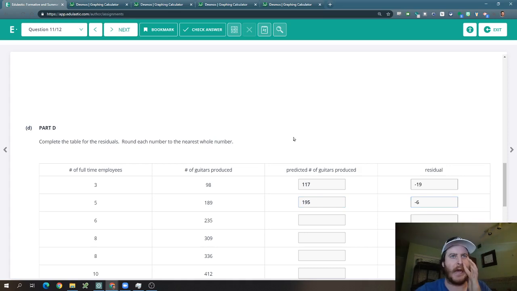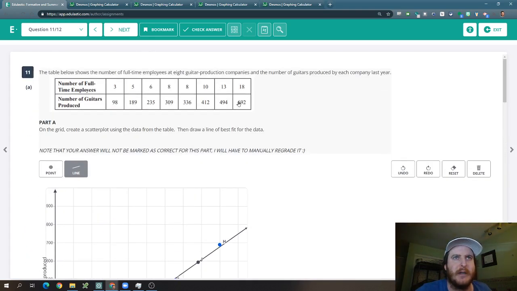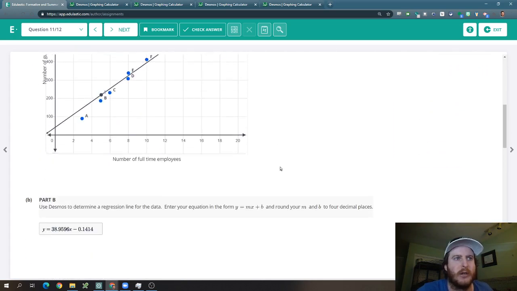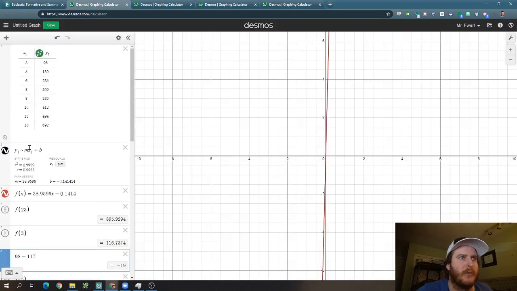So again, the reason I made a mistake, and I'll go over this since I did make that mistake, is I had accidentally just mistyped in my 692. So if you mistype one of these numbers, then all of your regression information is going to get messed up. So this is the correct table. My y1 is approximately m x1 plus b, 38.9596 for my m, and then negative 0.1414 for my b. So make sure you have your correct equation. I had this wrong, and so all of my following answers ended up being wrong because of that.